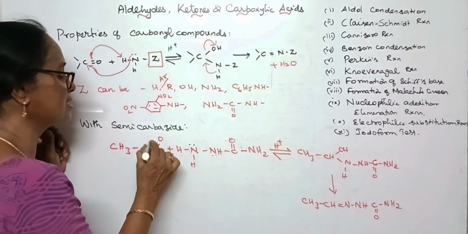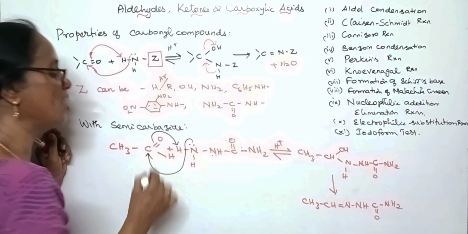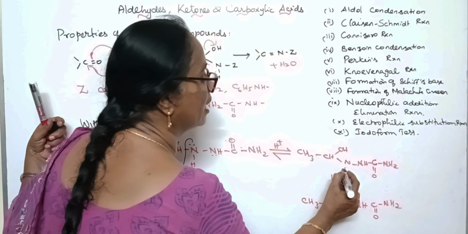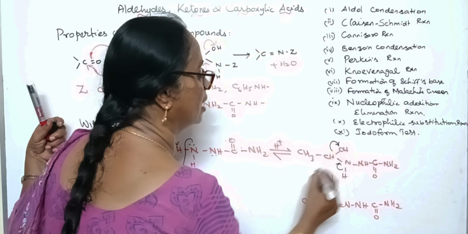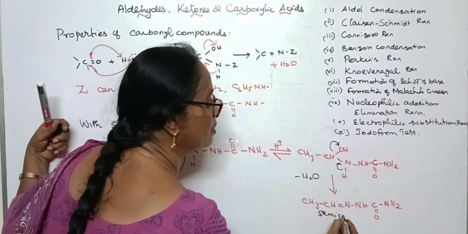Let us discuss. This oxygen will attract the hydrogen atom of NH2 and the lone pair of nitrogen will attack that electrophilic site. We are getting this product, and there is a removal of water molecule. So we are getting the product semicarbazone.